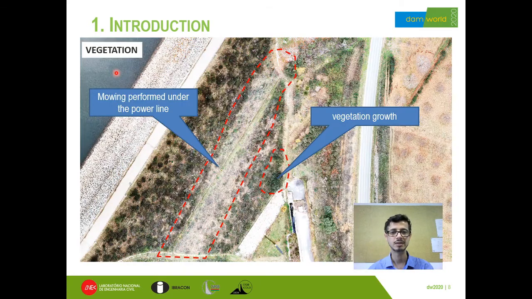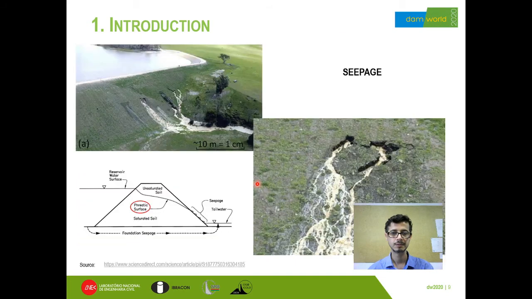On this slide we can see failures in the vegetation, as well as anomalies in growth, which are indicative of wet or dry areas. Finally, we can see in this slide a big piping occurrence. Wet areas and the presence of piping can be mapped by aerial survey with drones.